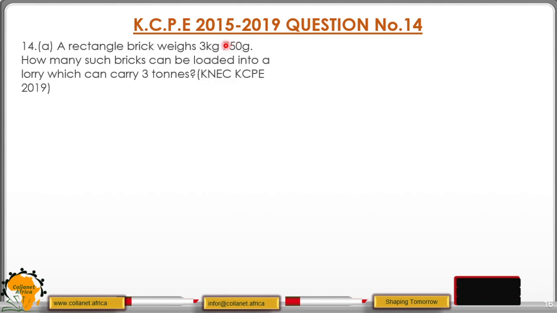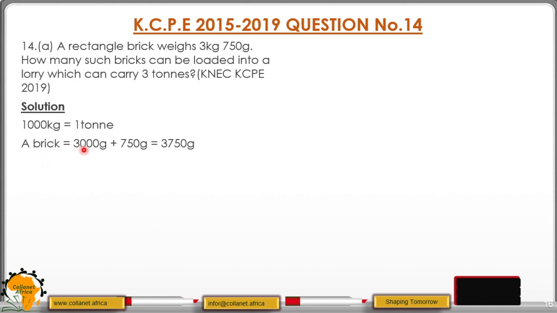Number 14. In 2019, the question read like this: a rectangle brick weighing 3 kg 750 grams, how many such bricks can be loaded into a lorry which can carry 3 tons? KCPE 2019. Solution: we have 1000 kg is equivalent to 1 ton.